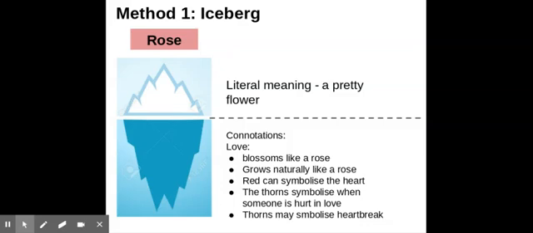So obviously, roses make us think of love. That might be because of Valentine's Day, but it does. Love blossoms like a rose. It grows naturally like a rose. Red, the colour, can symbolise the heart. Roses are red. But the thorns may symbolise when someone in love is hurt. When someone hurts somebody else, when someone gets heartbroken, the thorns of a rose might symbolise that. So that's quite deep really into that one obvious word.